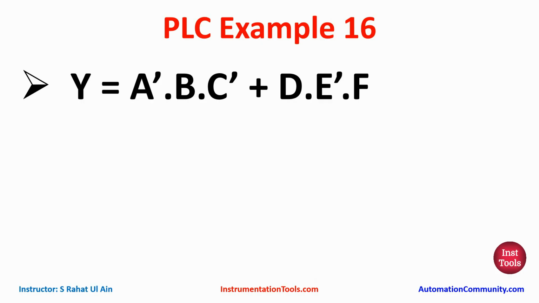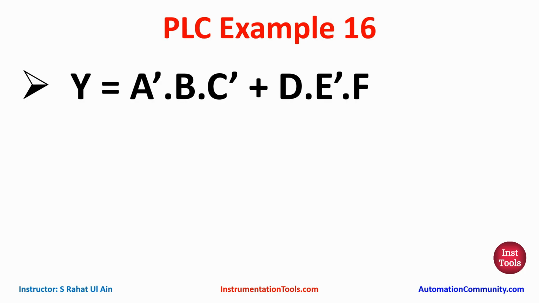So for this example, we have 6 inputs A, B, C, D, E and F. For inputs A, C and E, we will be using normally closed contacts. A, B and C will be connected in series, D, E and F will be connected in series with each other, but parallel to A, B and C. So for output Y to be on, we have two options. Either A should be off, B should be on, C should be off, or D should be on, E should be off, and F should be on.